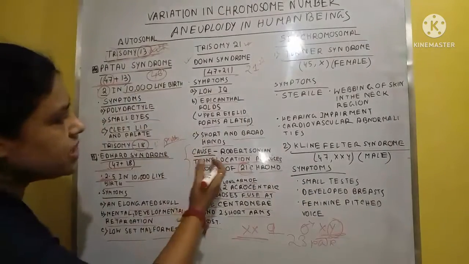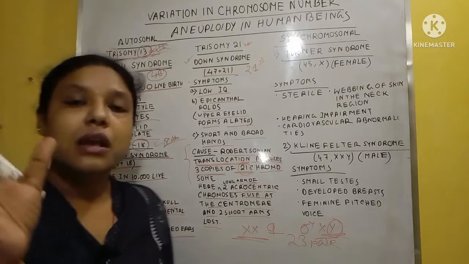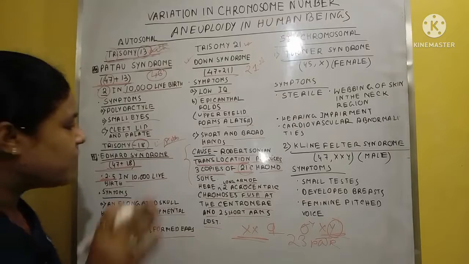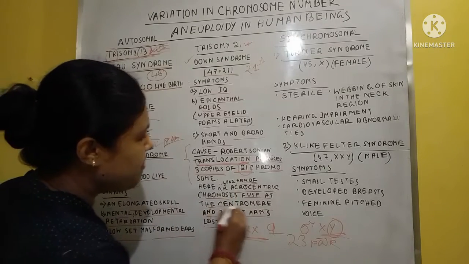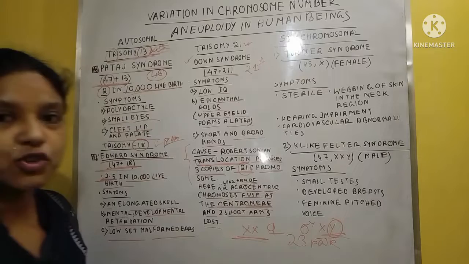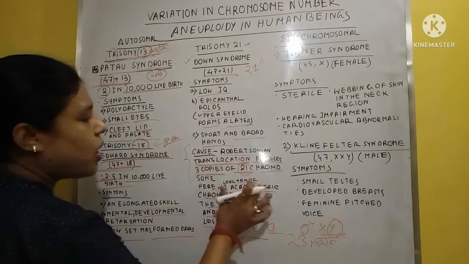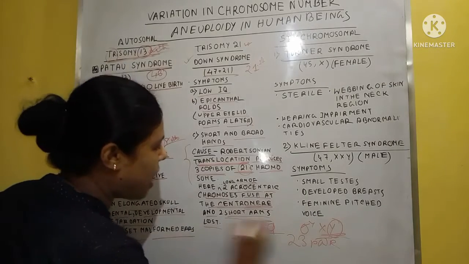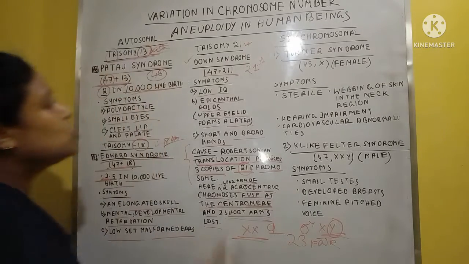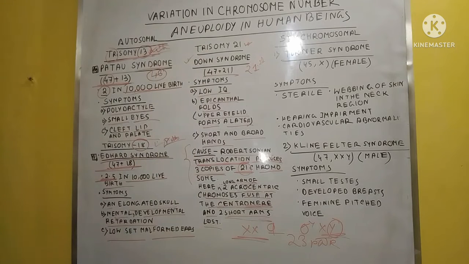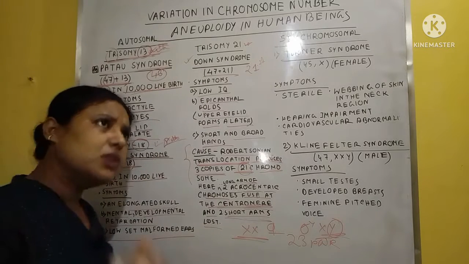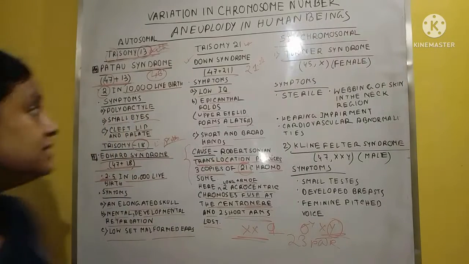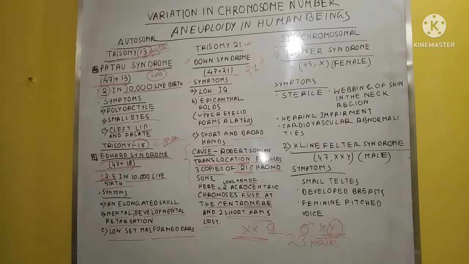In case of Robertsonian translocation, the short arms they totally lose, and the long arms of the chromosomes fuse at the centromere, the region where the centromere is present. Here the two long arms of the two acrocentric chromosomes fuse, but the two short arms are totally lost. So these are the autosomal diseases, a defect seen in the autosomal chromosomes, and due to that this type of disease generally arises.